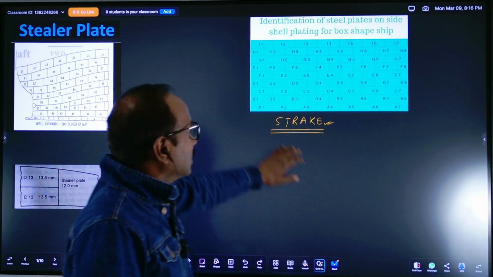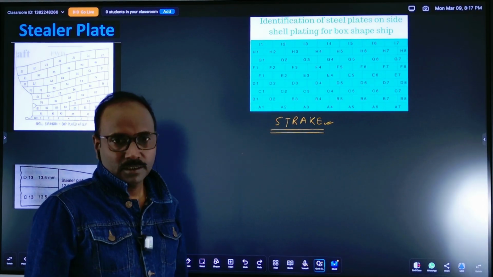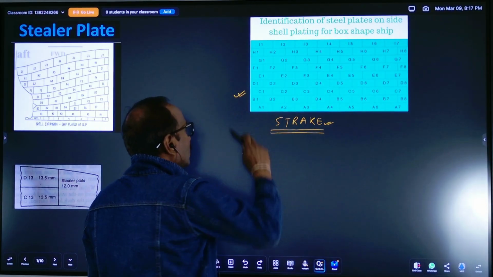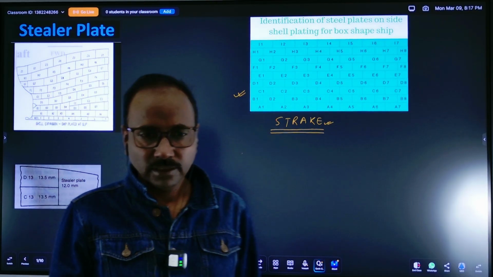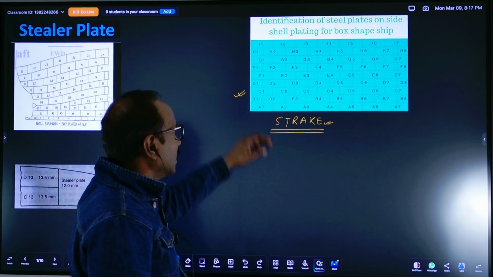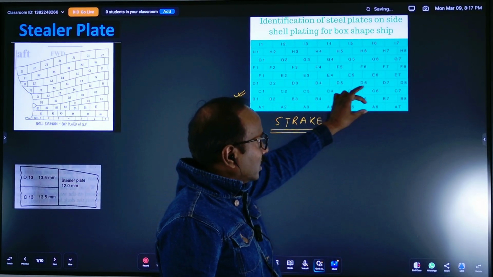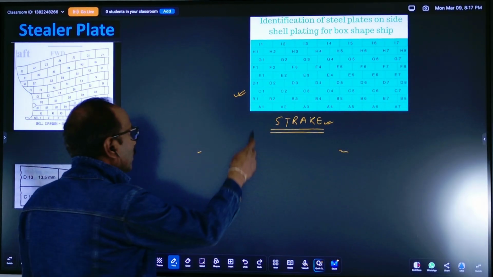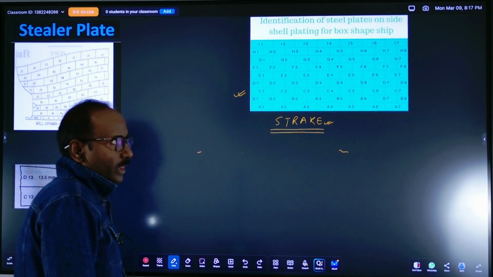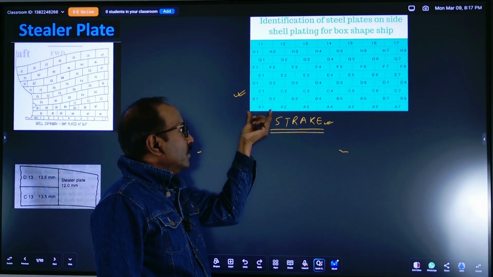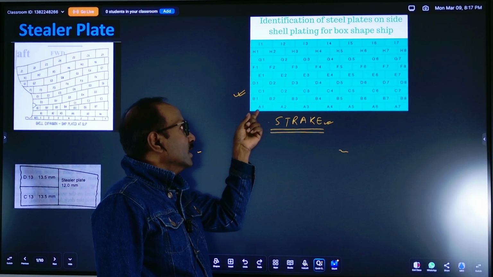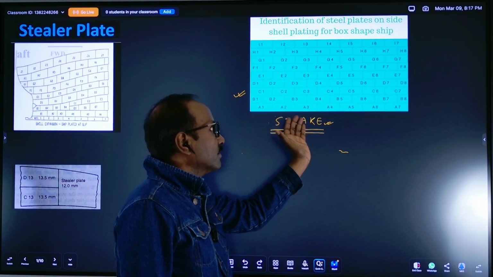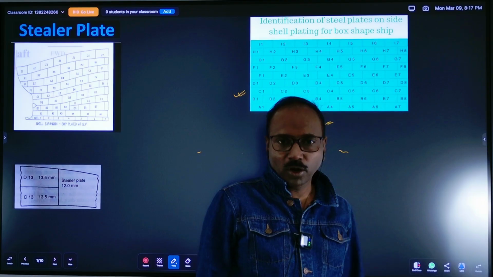So in this table, it has been represented in a simple way. If you notice the bottommost row, all strakes are given the name A. Number one from astern is A1, then just next to that is A2, just next to that is A3. So that way it is running from astern to bow.